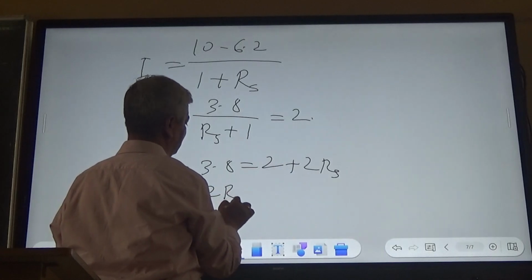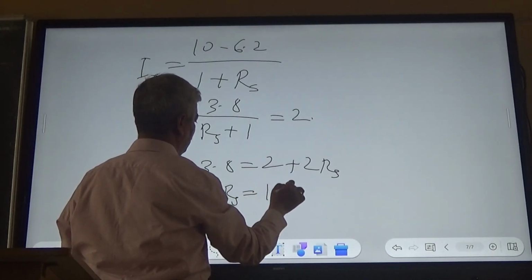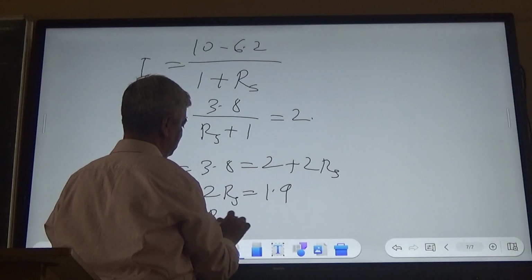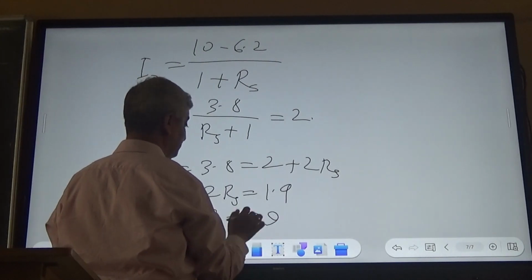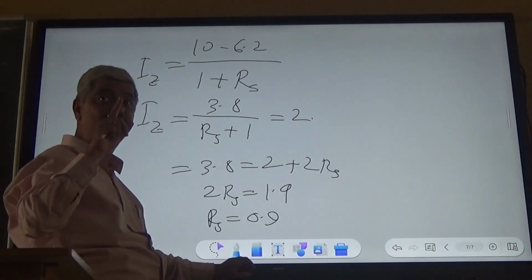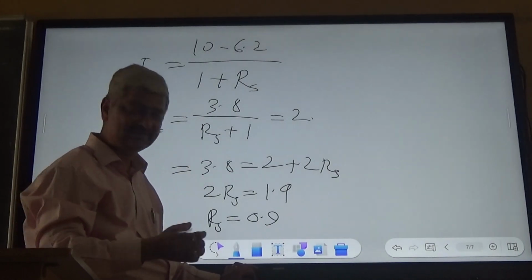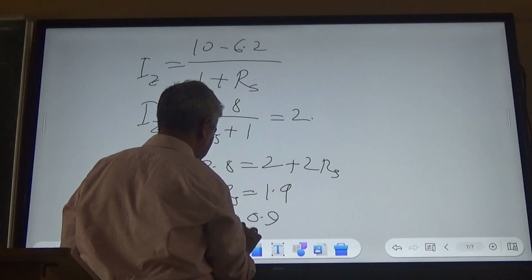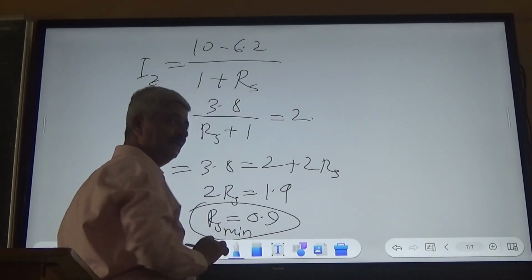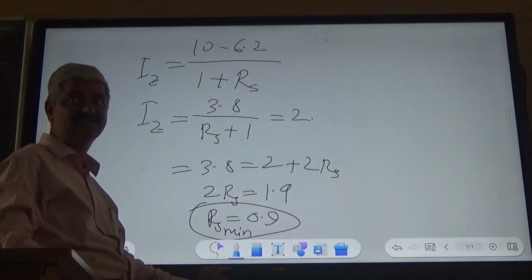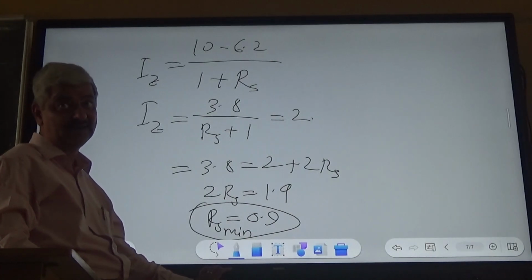So 2 Rs should be equal to 1.9. So Rs is 0.9. If this is the value which is minimum, means Rs should not be less than this. So Rs min is equal to 0.9. What is Rs max? Rs max will occur.